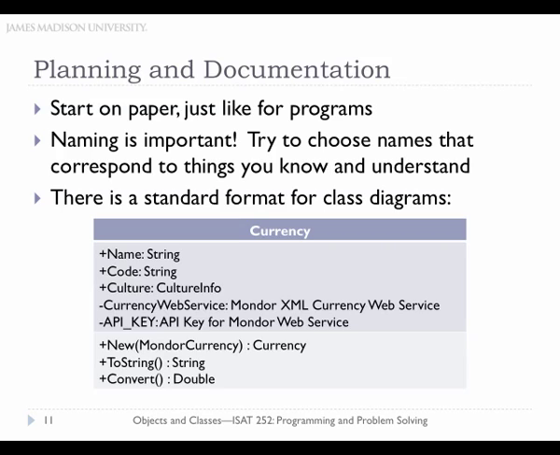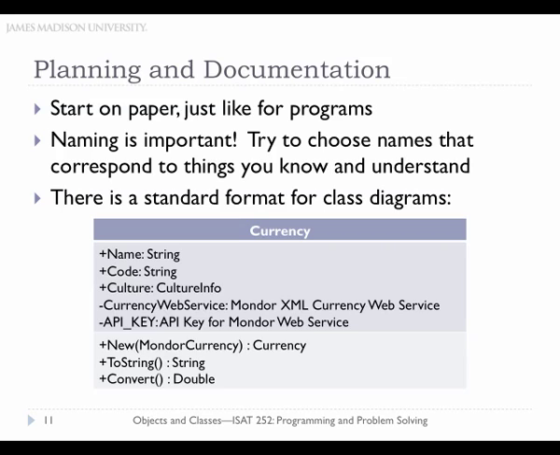The new method, which is our constructor, we're going to take a value that's returned by the Mondor currency web service, and we're going to turn that into a local currency value, as indicated there. So you can see that the parameter inside the parentheses there is the Mondor currency coming from the web service, and the return type there on the right is an object of type currency. Then we've got the toString method, which we're overriding from its parent class, and it's going to return a string.